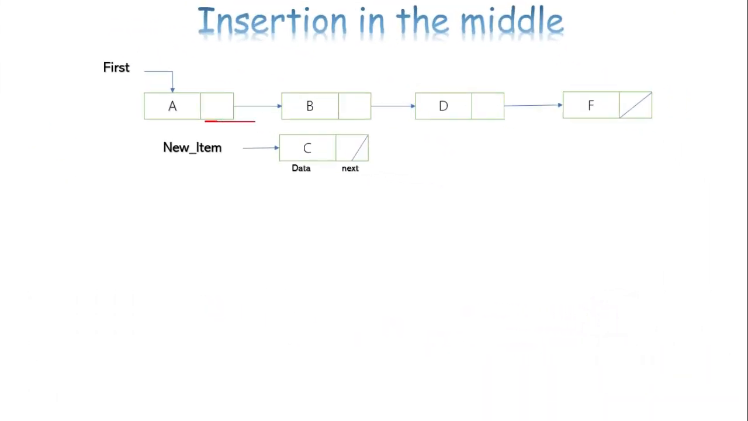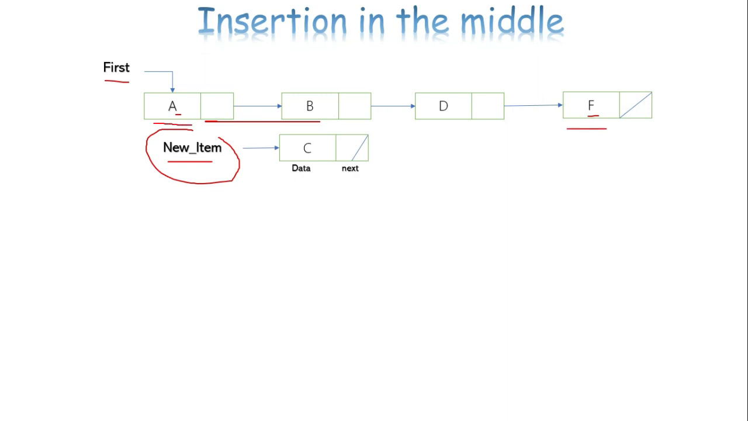Suppose you are given a single linked list like this, where the first node is pointed by first and the data is in ascending order, starting from A up to F. Then you are given a node pointed by new item, and you are asked to insert this new item into the single linked list in the right position. To be able to do so, you will have to traverse this single linked list, starting from the first node until the last node.